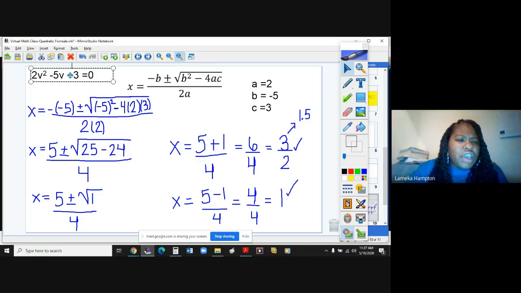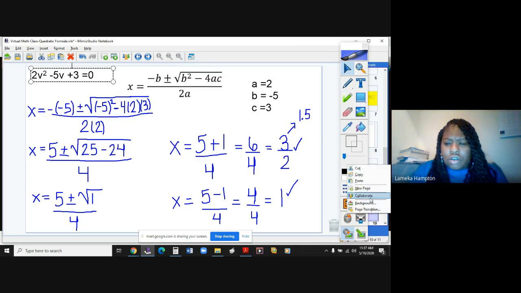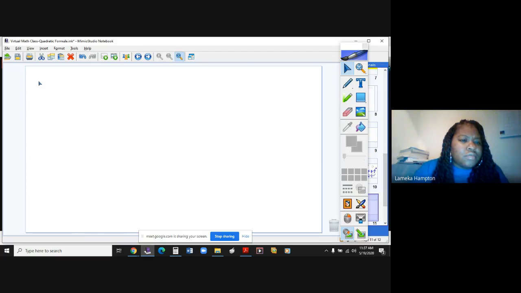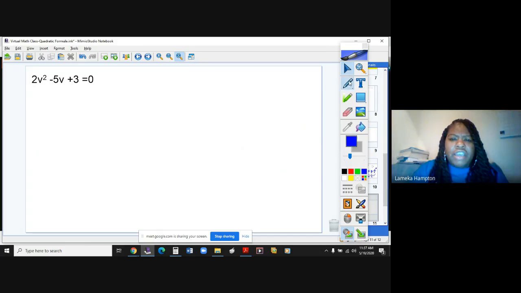I'm going to copy this onto a whole other page. Paste. All right. So my answers were V is equal to 1 and 1.5. And I'm going to use 1.5 instead of 3 over 2 because in most cases, decimals work easier than fractions.